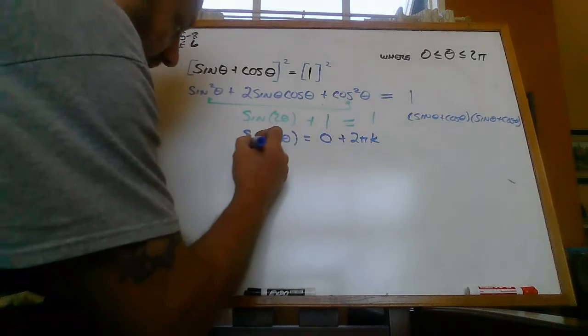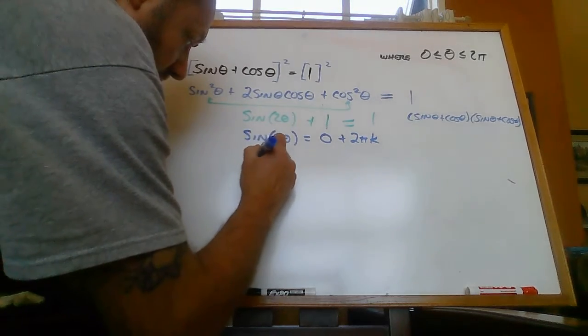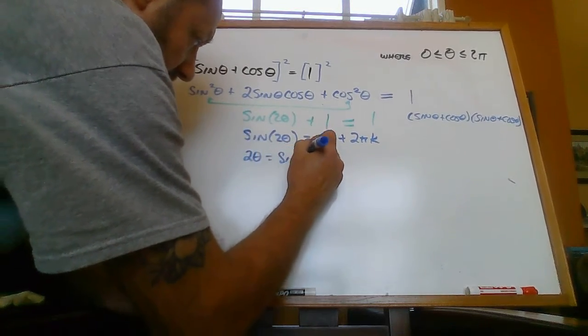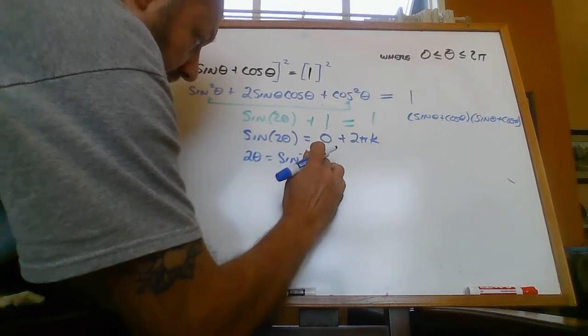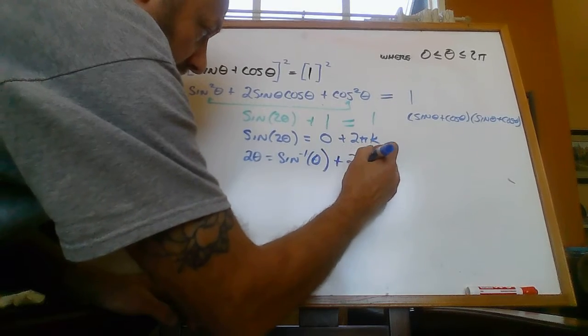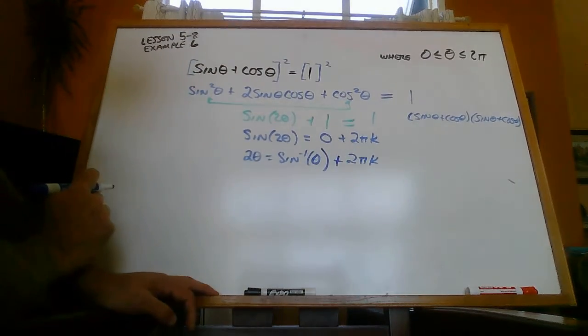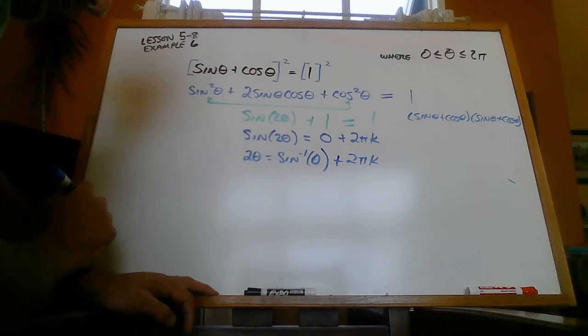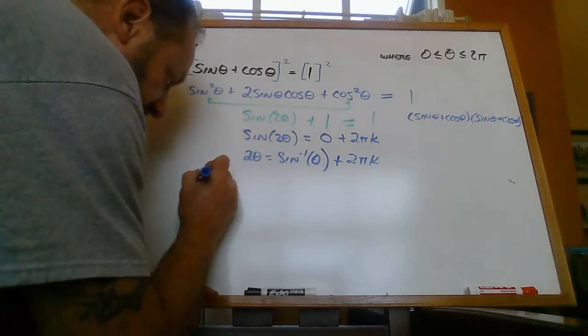Okay, so I arc sine: 2 theta is the arc sine of 0. Whoops, not theta, 0. Plus 2 pi k. And the arc sine of 0 is going to be 0. It's also going to be pi, and it's also going to be 2 pi. So I get 3 sets of equations here.